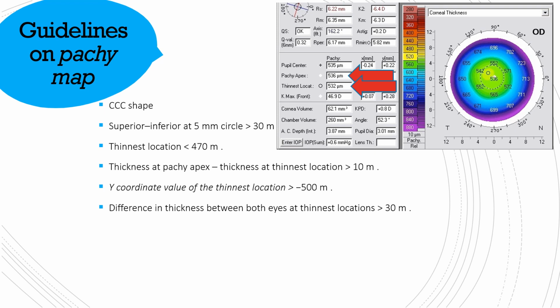Then you need to look for the thickness at the pachy apex as compared to the thickness of the thinnest location. It should be less than 10 micron.